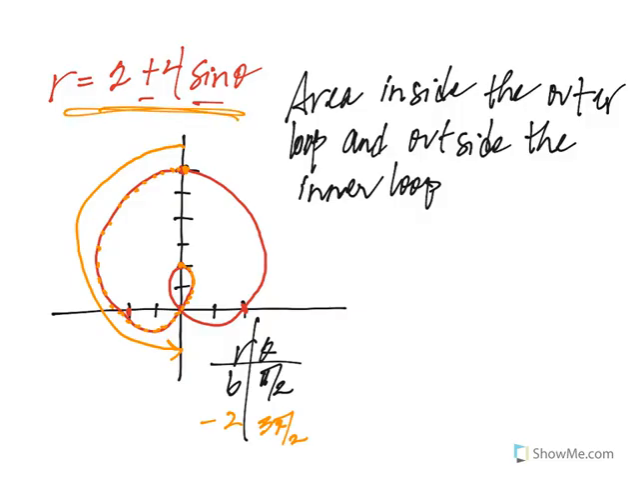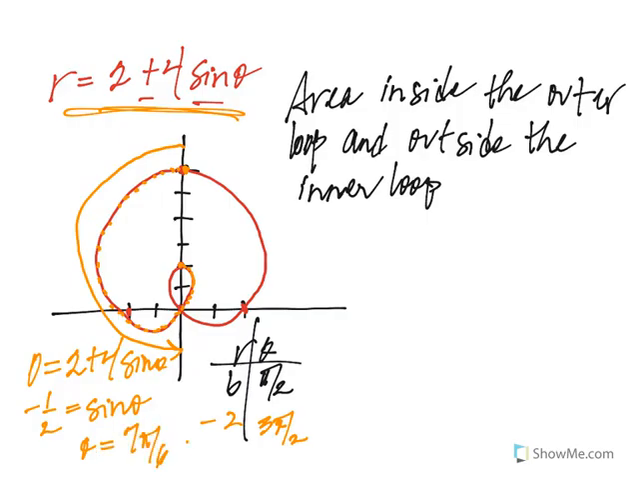So to find that angle, if I take my original r and I set it equal to 0, 2 plus 4 sine theta. I subtract 2 and divide by 4. That gives me -1/2 is equal to the sine of theta. My theta is going to be equal to 7 pi over 6 and 11 pi over 6. This is the one I'm looking for. It is the angle between pi over 2 and 3 pi over 2 for which my r is 0.